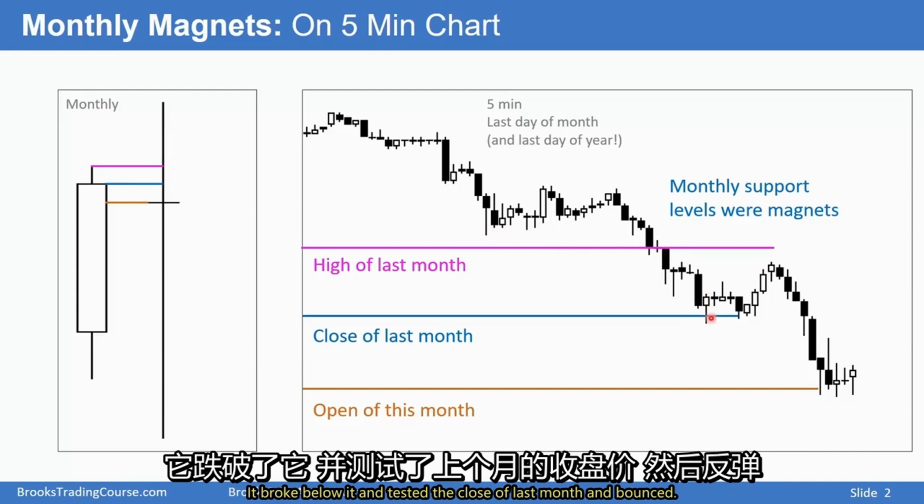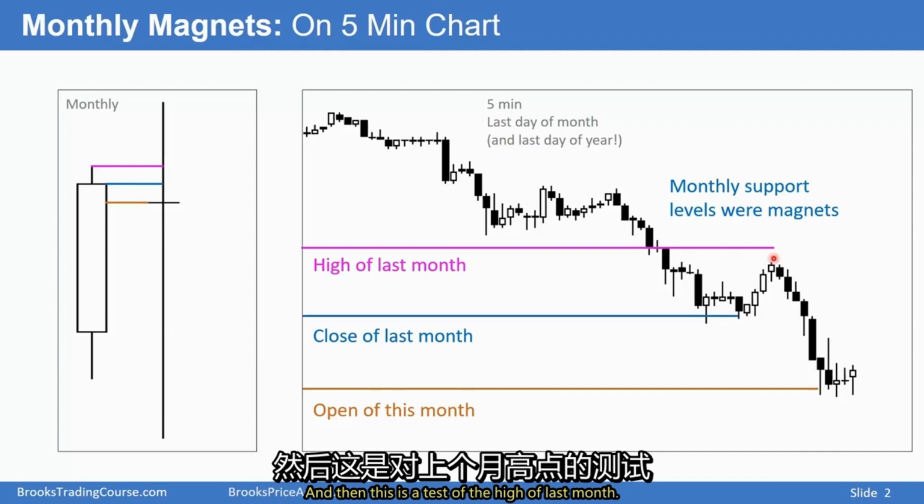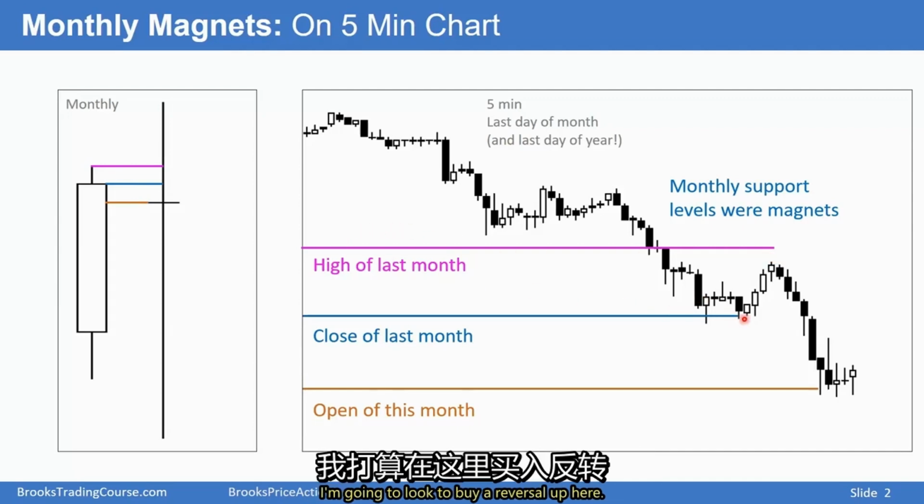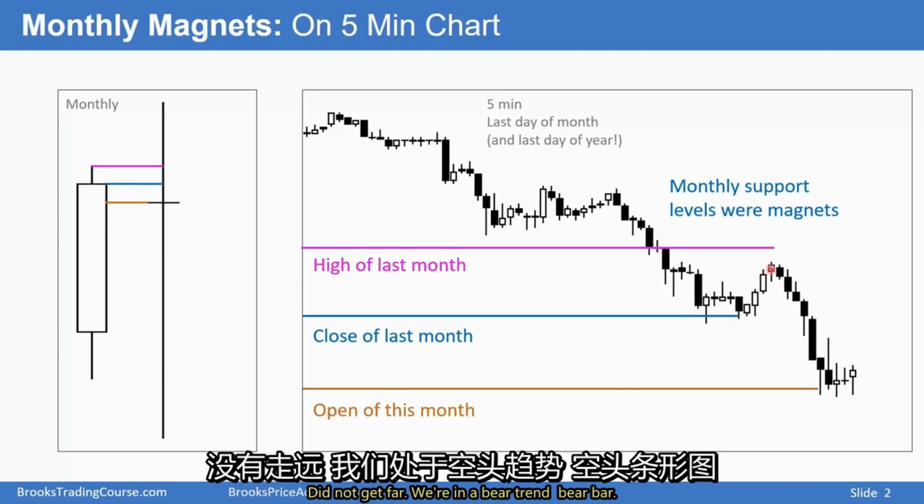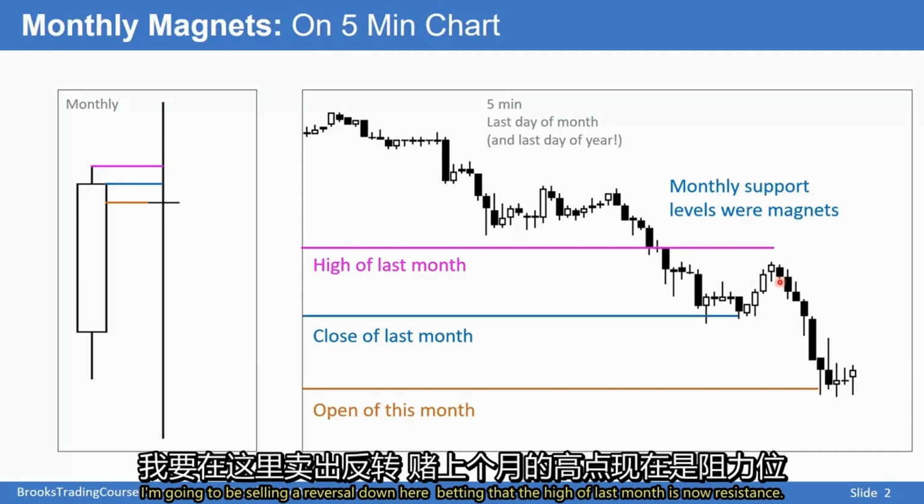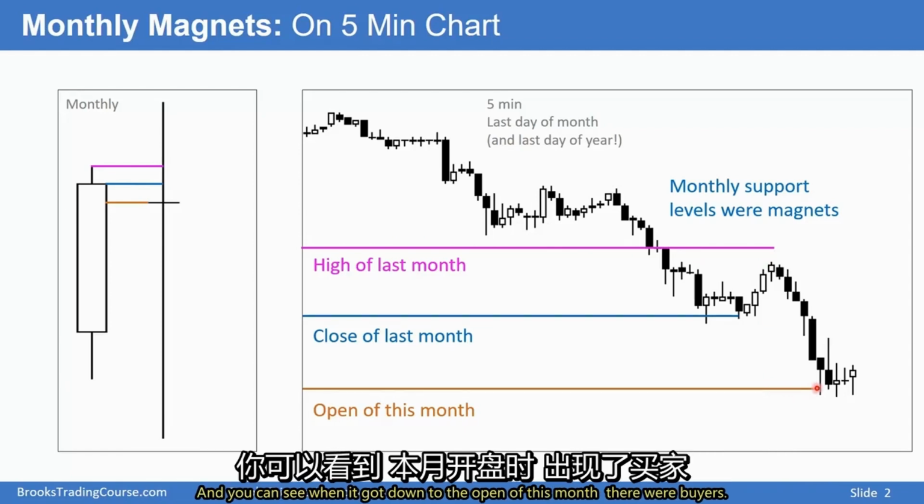It broke below it and tested the close of last month and bounced. And then this is a test of the high of last month. I'm going to look to buy a reversal up here. Did not get far. We're in a bear trend, bear bar. I'm going to be selling a reversal down here, betting that the high of last month is now resistance. And you can see when it got down to the open of this month, there were buyers.